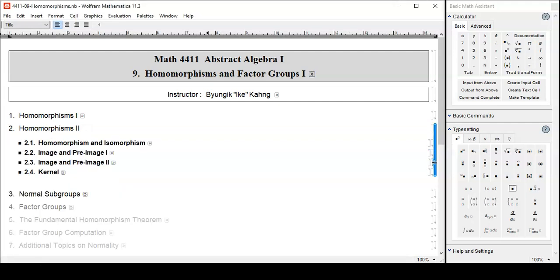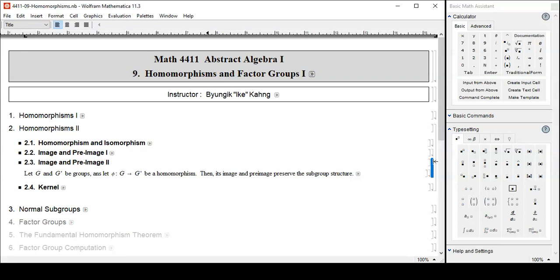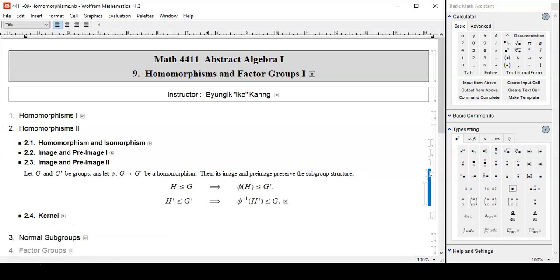Now let's go to 2.3 and study images and preimages for group homomorphisms. Let G and G prime be groups. Let phi from G to G prime be a homomorphism. Then its image and preimage preserve the group structure, the subgroup structure. What do you mean by that?